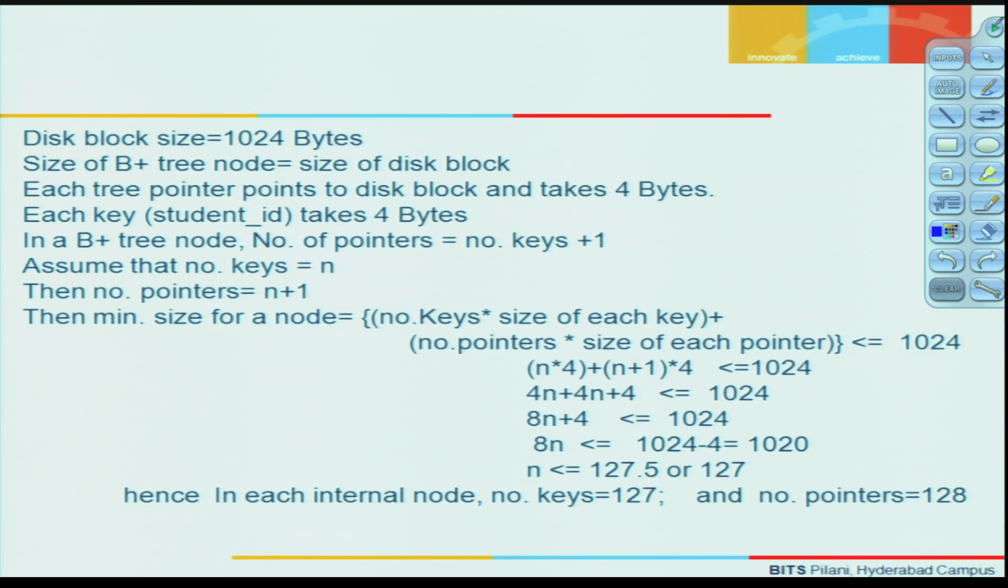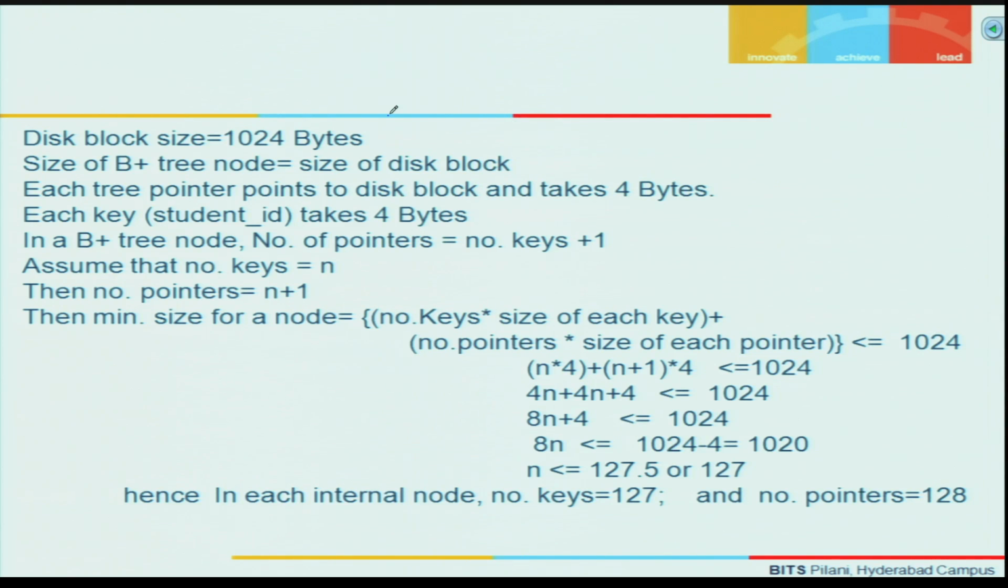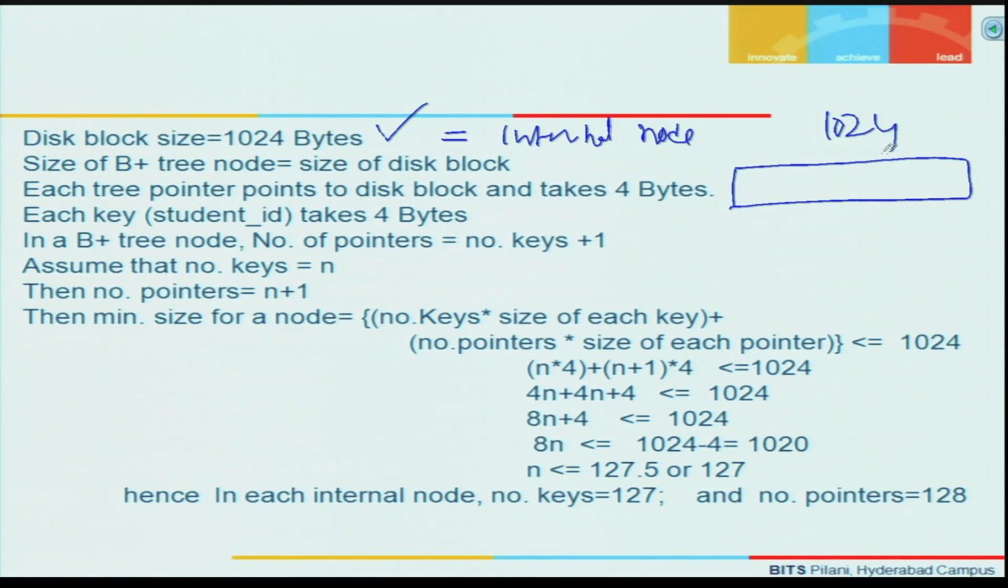Let us have a look at the given information which is useful for designing the structure. Disk block size is equal to 1024. That means the size of the internal node of the B plus tree should be 1024, because each node is going to be accommodated in an individual disk block. So this is going to be the internal node whose size is 1024. Size of the B plus tree node is equal to size of the disk block. Each tree pointer takes 4 bytes.